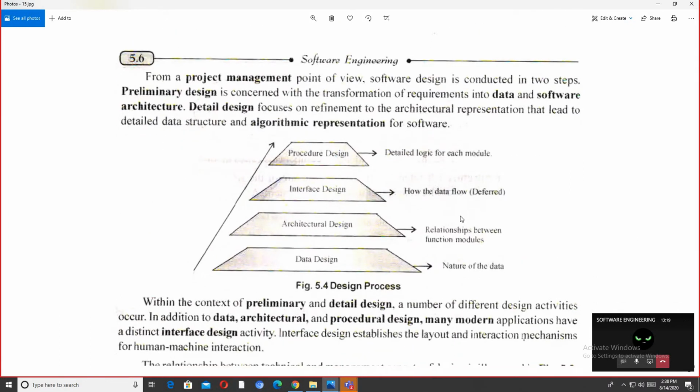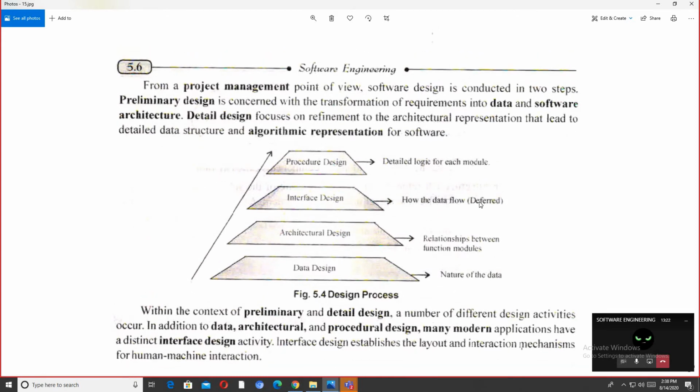Now, going further in the design process, we see that from a project management point of view, software design is conducted in two steps. First is preliminary design, and the second is detailed design. We have understood these things. So from a project management point of view, software design is conducted in two steps: first is preliminary design and second one is detailed design.